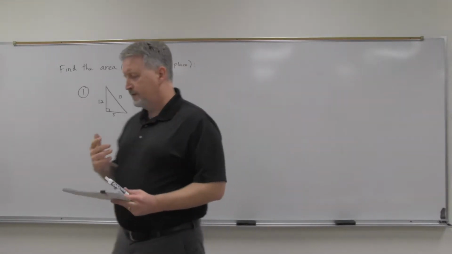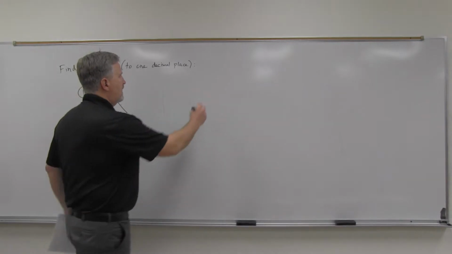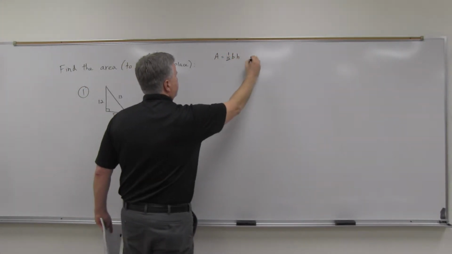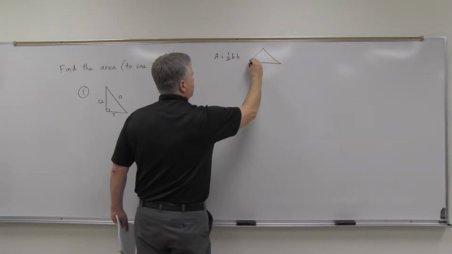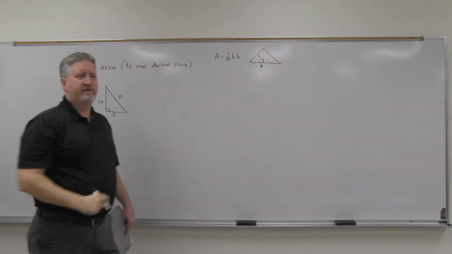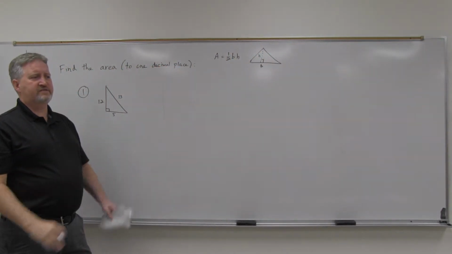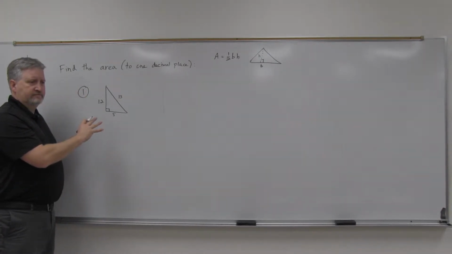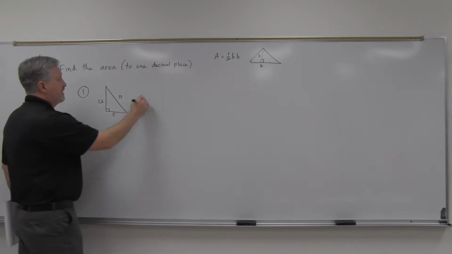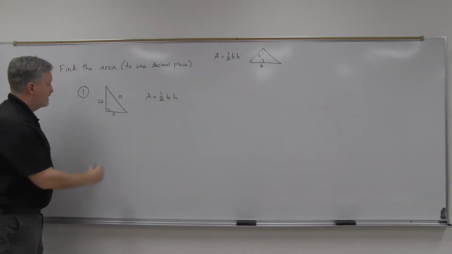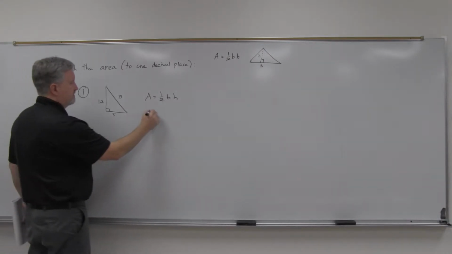On triangles, we know area is 1/2 base times height. Usually we're looking for the height on the inside, but that doesn't always happen. When I have a right triangle, notice here when I do my 1/2 base times height, of course, the base here is going to be the 5.